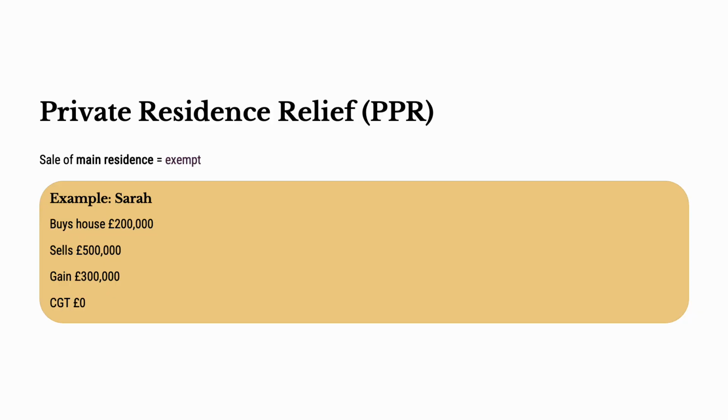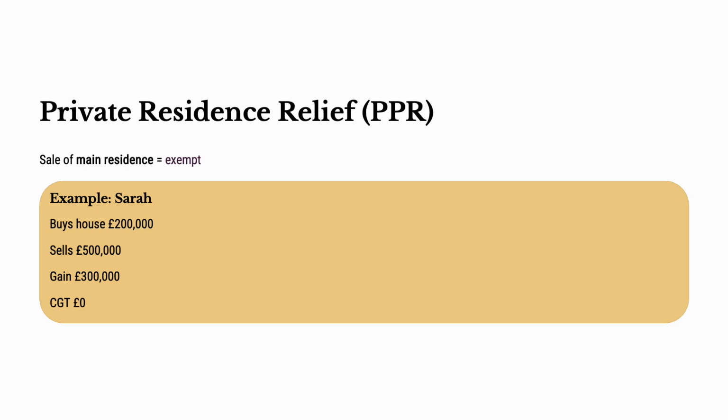So we've got PPR, private residence relief. Here is the big one. Private residence relief, or PPR. This is a complete exemption from CGT for the sale of your main residence. If you buy a house, live in it as your only or main home and then sell it, whatever gain you have made is exempt from CGT, zero tax.